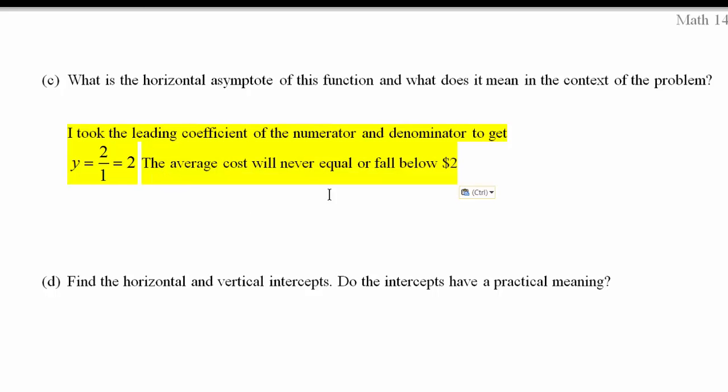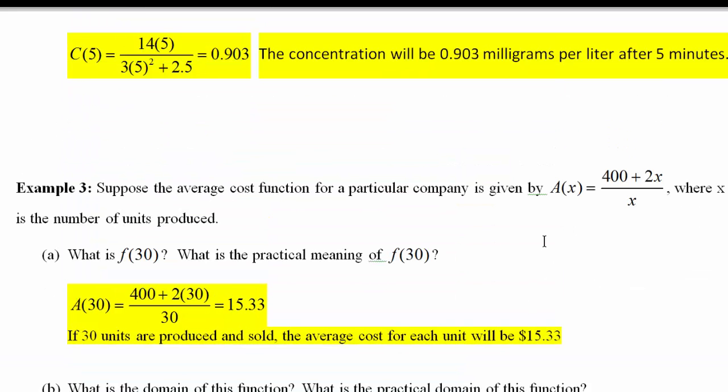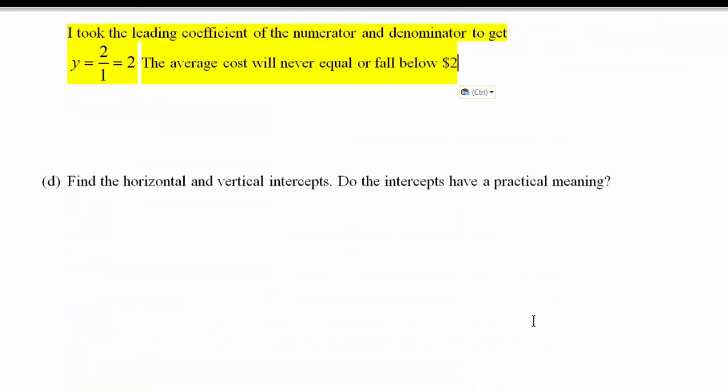And the practical meaning, well, the average cost will never equal or fall below 2. No matter how many units I produce and sell, I can't bring my average cost below 2. Next, we're asked to find the horizontal and vertical intercepts. And then we want to know, do the intercepts have a practical meaning? Well, if you remember, to find the vertical intercept, you plug in 0 for x and you solve for y. So if we put in 0 here, we have a problem. We can't have a division by 0, so there is no vertical intercept.